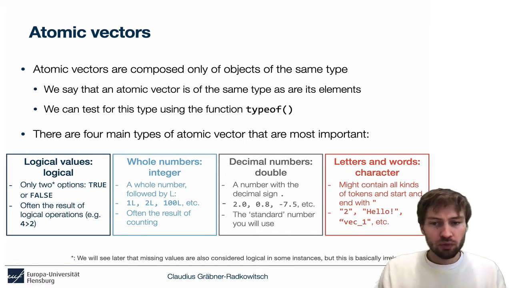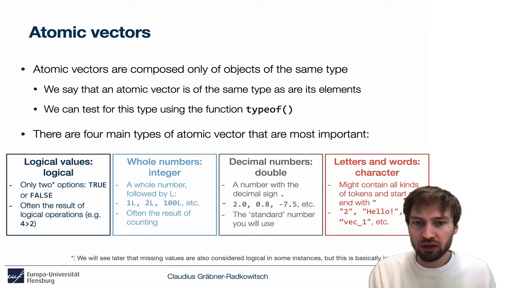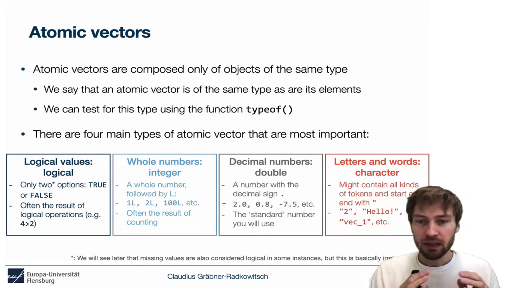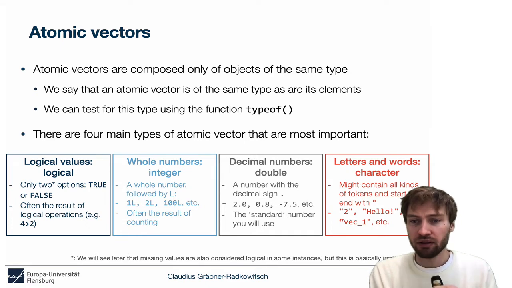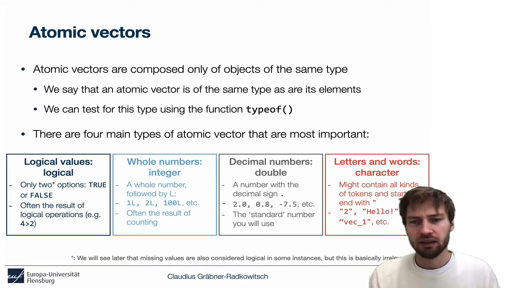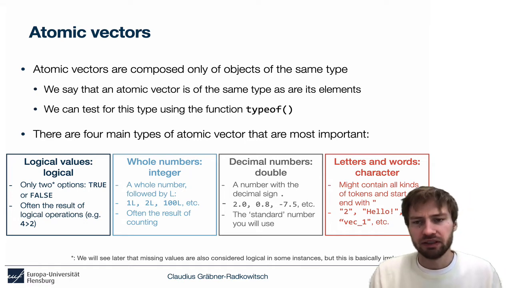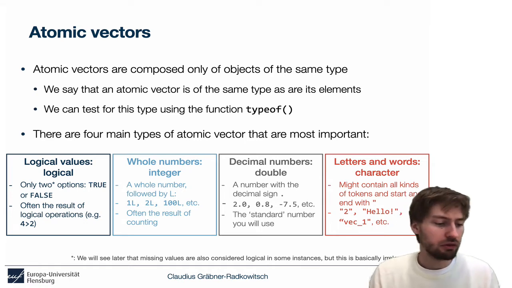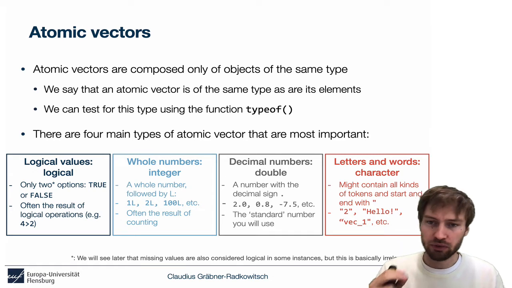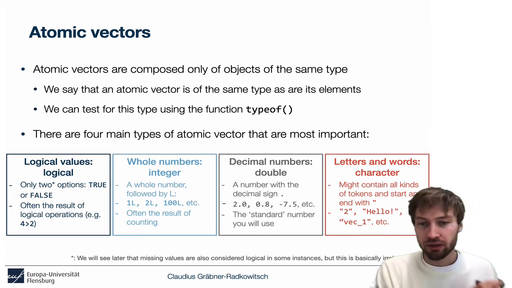So 2 written with a quotation mark at the beginning and the end counts as a character, not as a whole number or a double, but as a character simply because of the quotation marks at the beginning and the end. It's more obvious for things like hello or vec1, things like that, where we would naturally speak of words or characters. But what is really determining whether something is a character or not in R are the quotation marks in the beginning and the end.